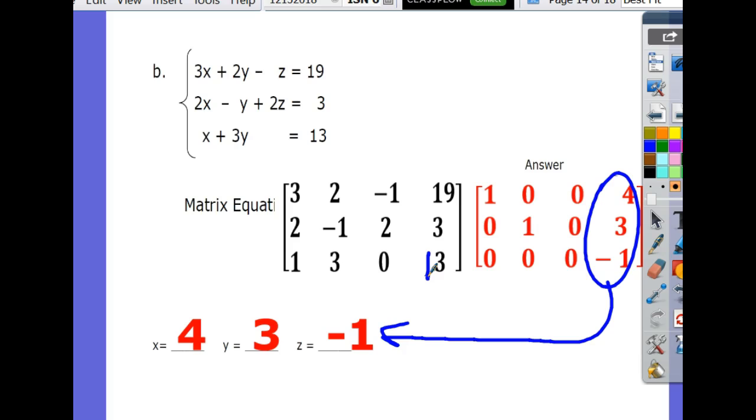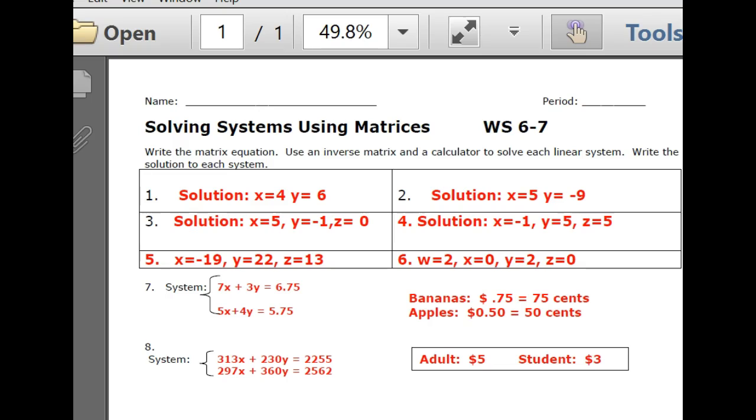If you have all of that, if you got the right answer here, then please go ahead and get started on your homework. Please get started on your homework. Please check your answers up here on the board as you do your work so that you can make sure you are completing your problems correctly.